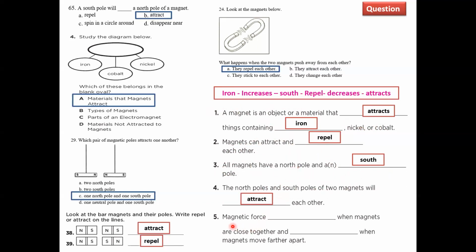Magnetic force when magnets are close together: increase or decrease? Yes, it increases when magnets are close together. And what when magnets move farther apart? It decreases when magnets move farther apart. I have finished.